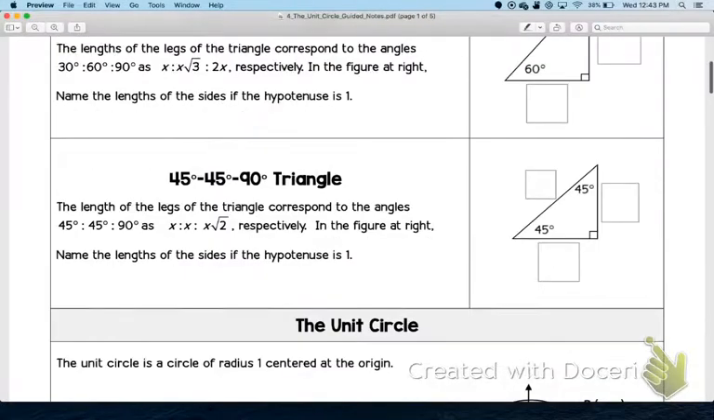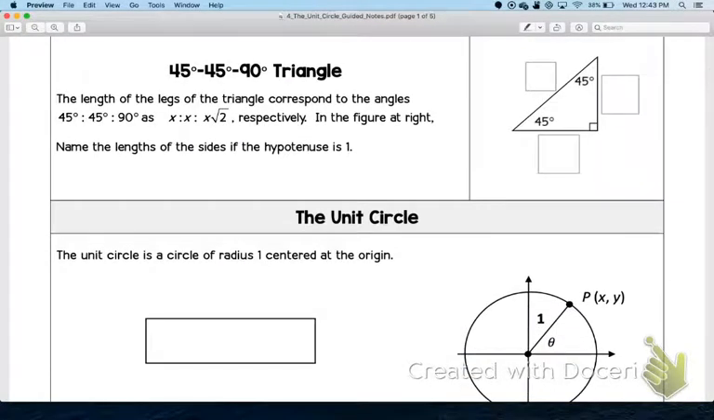45, 45, 90 is a bit easier, because if you remember, our relationship was that the legs are congruent and the hypotenuse was x times the square root of 2. So don't write this, just watch. If my legs were 1, then this was 1 times the square root of 2, or just square root of 2. So now let's make the hypotenuse 1.